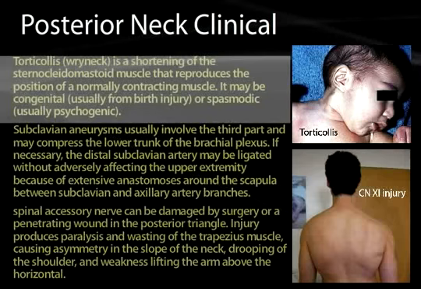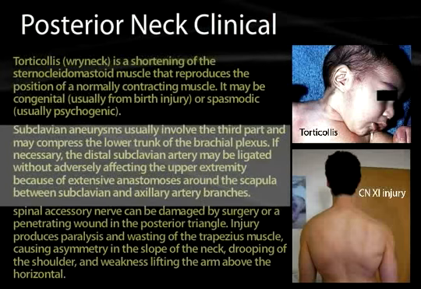Here's a clinical scenario that you'll sometimes see tested, and that would be torticollis, which is wry neck. This is an issue that occurs usually during an injury at birth, where the sternocleidomastoid will have a contracture in it, and this will be spasmodic, or it can be psychogenic.